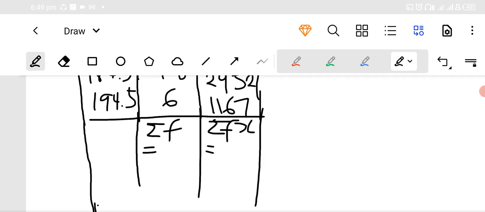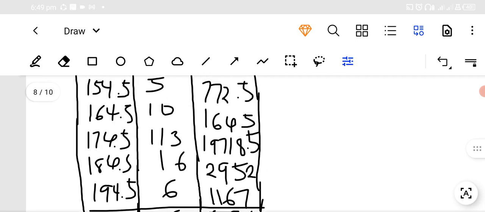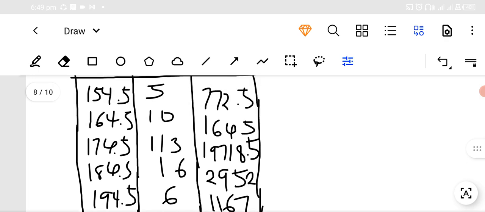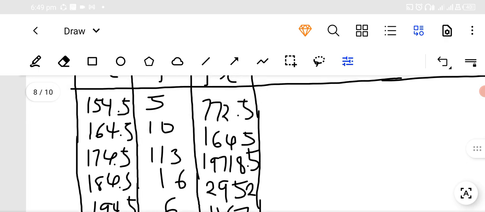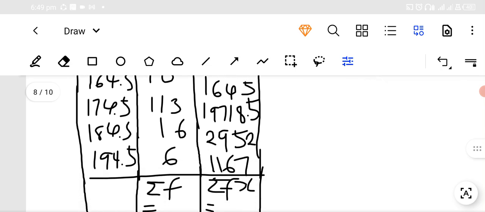Summation of fx, summation of f. We already know that if you add them together they'll give you 150, but just to prove we can add. So 5 plus 10 plus 113 plus 16 plus 6, 150.